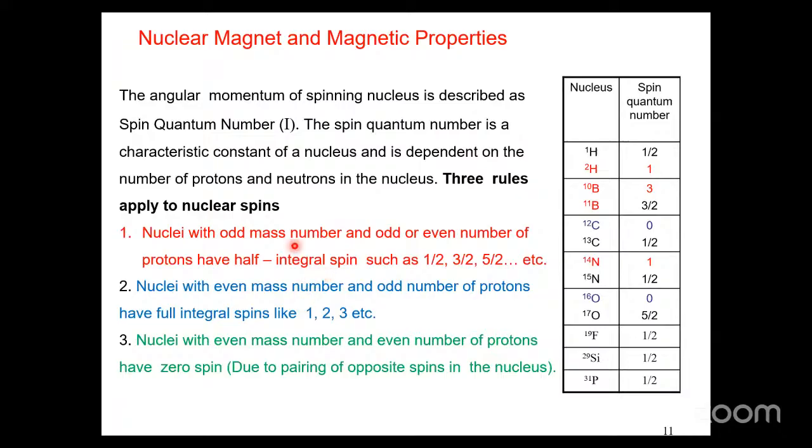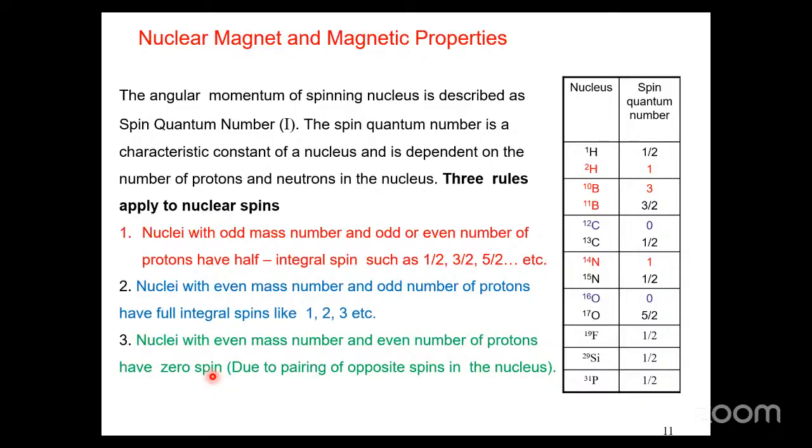So we will divide all the nuclei into three categories. First, the nucleus with an odd mass number, but odd or even protons. Second, the nucleus with an even mass number and an odd number of protons will have an integral spin quantum number like 1, 2, 3. And the nucleus with an even mass number and an even number of protons will have zero spin.